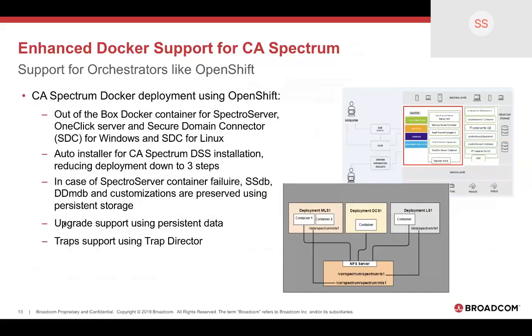In any case, there are scenarios like if there is a failure of a particular container, we keep backing up the persistent storage on a regular basis. In case of a Spectrum server failure or any other container failure, we'll pick the data from the persistent storage and make sure that the new instance will have the data from the same persistent storage. So there is no loss of data as well.